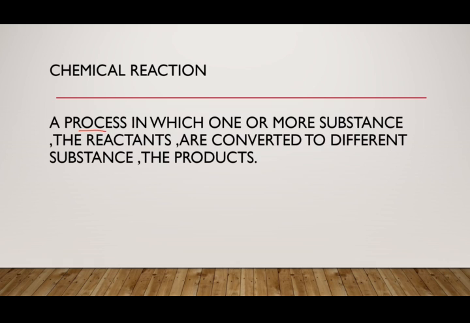It is a process in which one or more substances react together. That is called reactants. They are converted to different substances. That is the product. Means two or more substances combine together, react together to form a product. Now how do we know that the chemical reaction has taken place? To understand that, there are three main activities from which you will understand when a chemical reaction takes place.